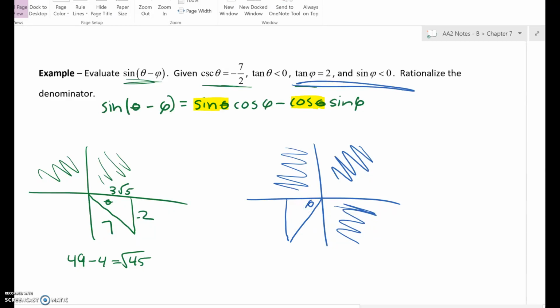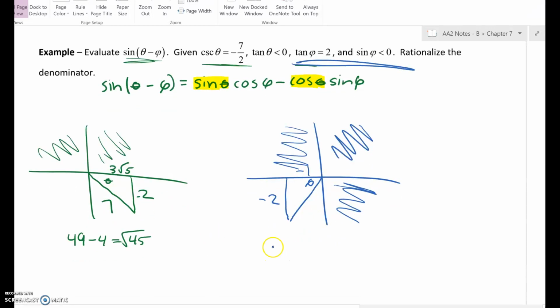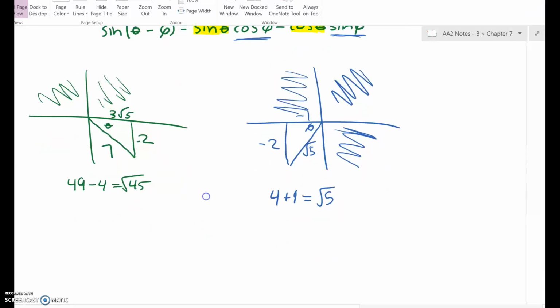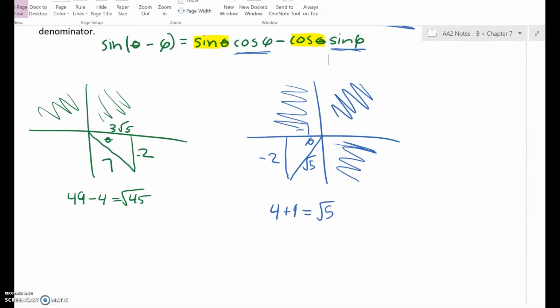And if the tangent is 2, that means the opposite is 2 and the adjacent is 1. Now since we're in the third quadrant, they're both going to be negative. Now we can do the Pythagorean theorem. So 4 plus 1 is 5, square root it. The hypotenuse is always going to be positive, so that's my hypotenuse right there. So I'm going to use this triangle, my blue triangle, to do the cosine of phi and the sine of phi. So now I can plug these into the formula.